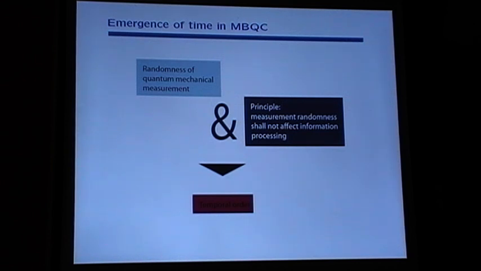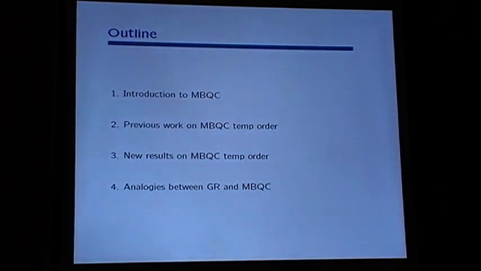Of course, this principle talks about information processing, and so this cannot be generalized straightforwardly to a wider setting, but maybe there is a more general principle that is applicable to a wider setting. But this is the line of reasoning, how we get from the randomness of measurement to temporal order within the framework of measurement-based quantum computation.